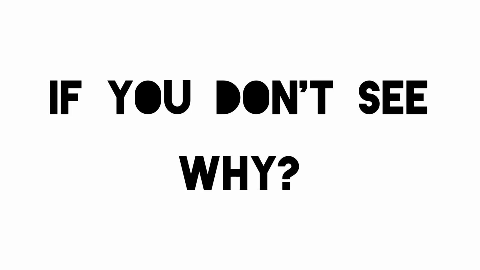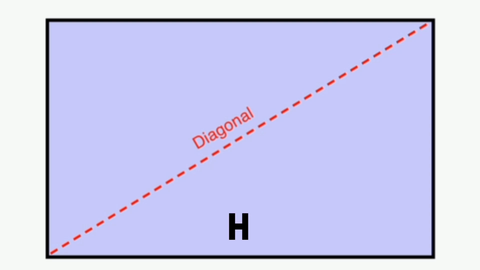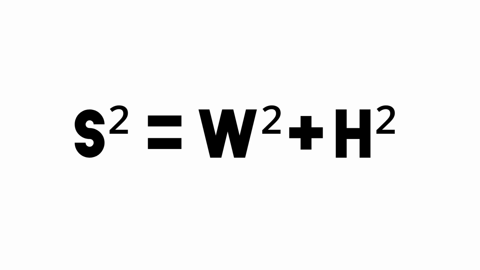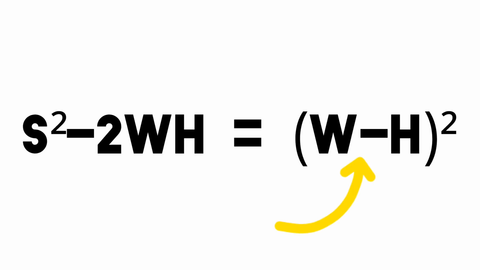If you don't see why, let's start by drawing a picture. If we denote the screen height by h, the width by w, and the screen size by s, we get this right-angled triangle, which means that we can use Pythagoras to calculate the screen size. So, s squared equals w squared plus h squared. The right-hand side looks like a familiar identity, so let's subtract 2wh from both sides to get (w minus h) squared on the right-hand side.